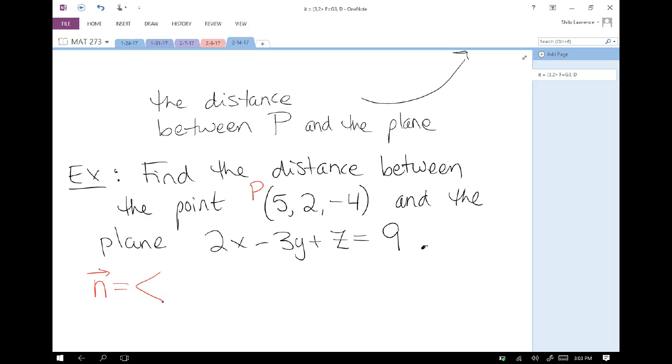2, negative 3, 1. Does everybody see where we got that from? It is the coefficients in the equation for the plane. We said even if the plane is in general form, we will still see those direction numbers as coefficients. So the normal vector is the coefficients, 2, negative 3, 1.